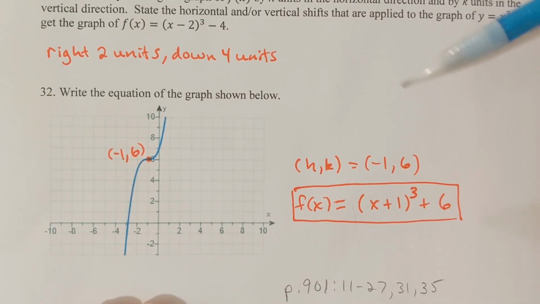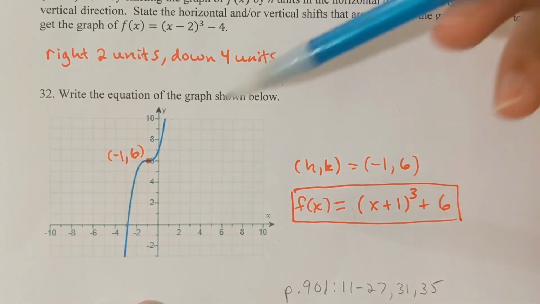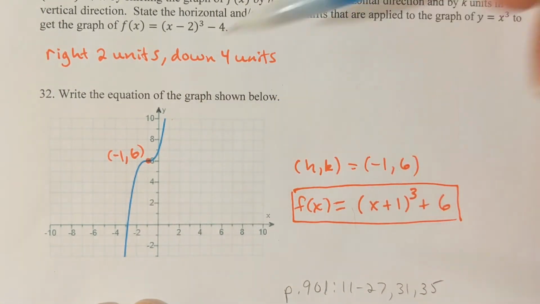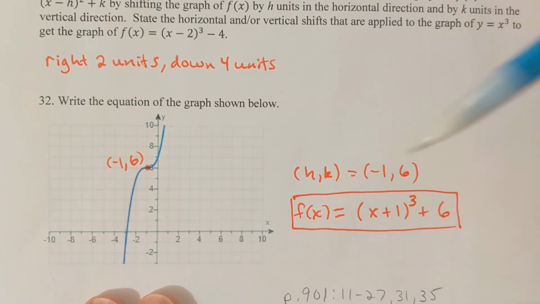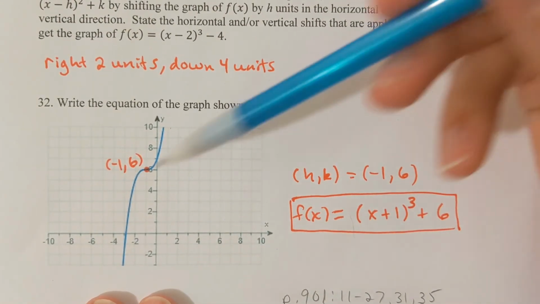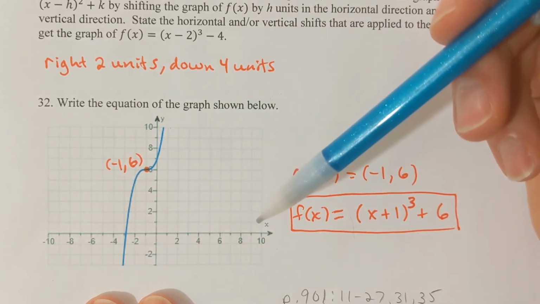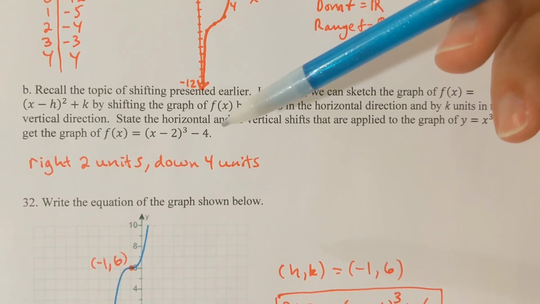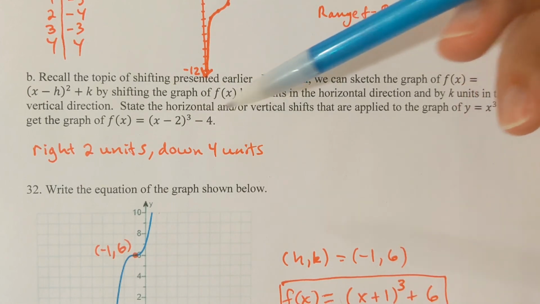Problem 32, write an equation for the graph shown. So I know I'm going to be doing something with the cube function. I can see the shape that I'm working with here, which is like these other two. I'll call the function f of x, and this center point here is (-1, 6). So my h value would be -1, and my k value would be 6.